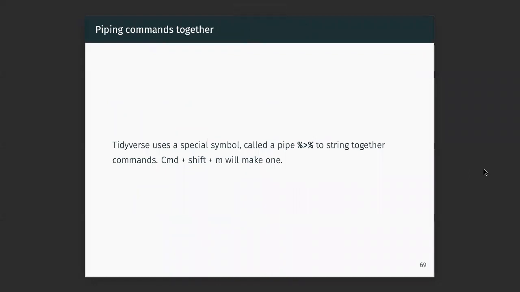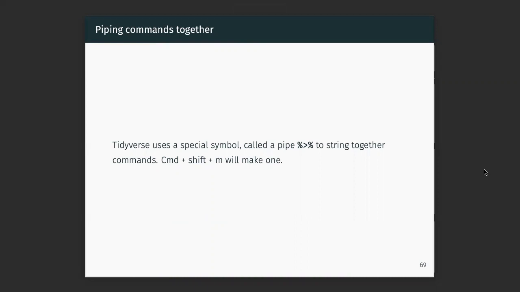Okay, now where we get cool is Tidyverse can string together multiple commands. It uses what's called a pipe to do this. This pipe operator is just percent greater than percent. It's a weird little symbol, but if we put this in our code, it will execute multiple commands in sequence as if they were all one command.